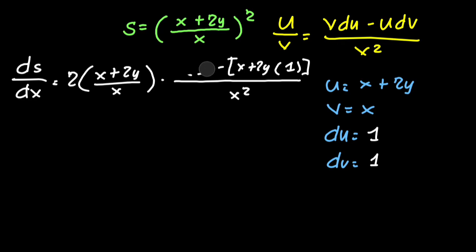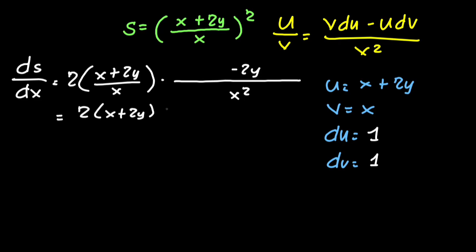x multiplied by 1 is simply x. x plus 2y multiplied by 1 is simply x plus 2y. And distribute negative onto this, so you are left with negative x minus 2y. x minus x is 0. So what you're left with here is negative 2y over x squared. So what you're left with here is 2 multiplied by x plus 2y multiplied by negative 2y over x multiplied by x squared, which is x cubed.